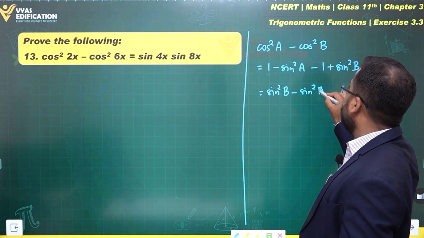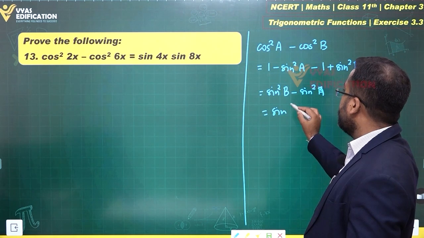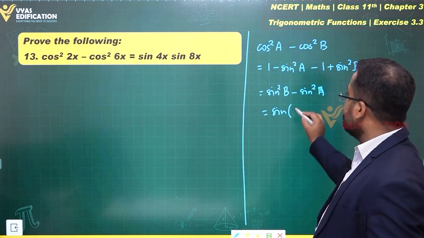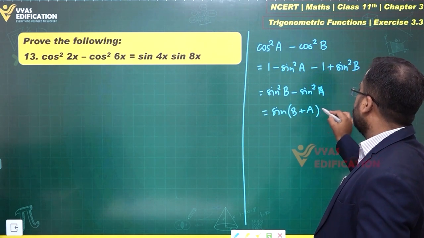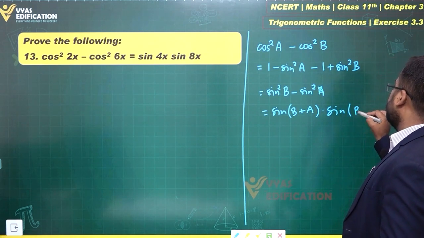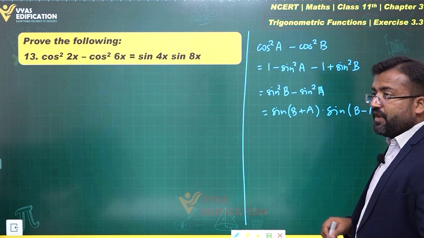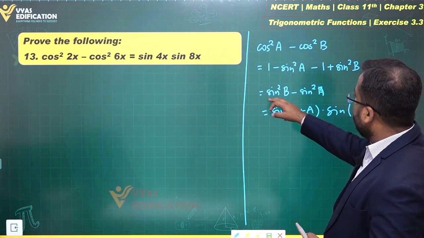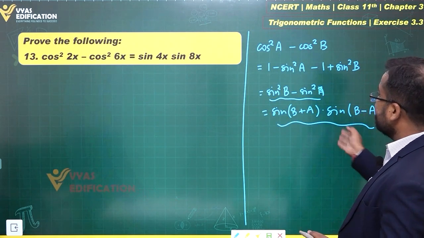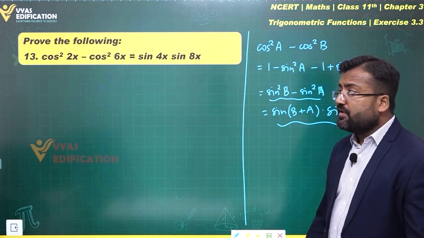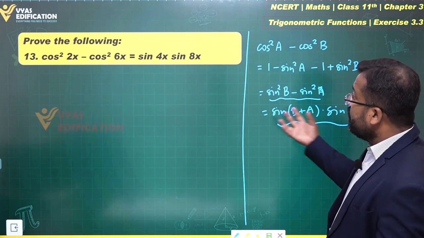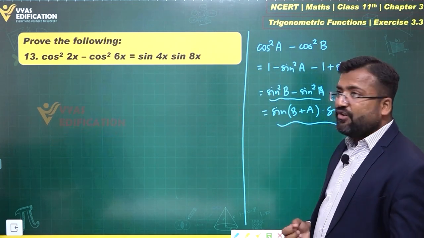And this will be equal to what? This will be equal to sin of b plus a times sin of b minus a. This is what it will be equal to. And the proof of this is something which I have discussed in the previous question. You can refer to that solution. But what about this question? Can we use this identity over here?